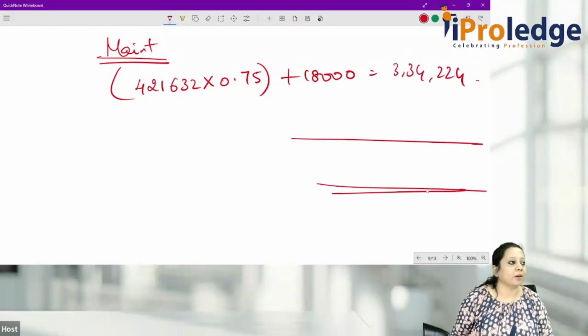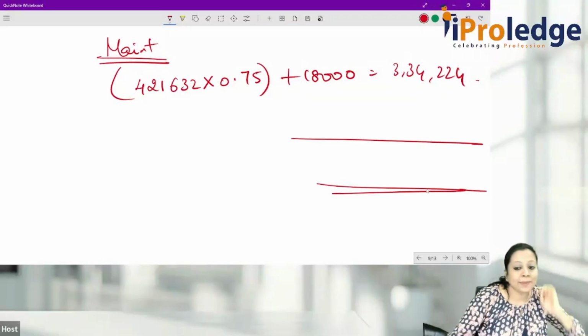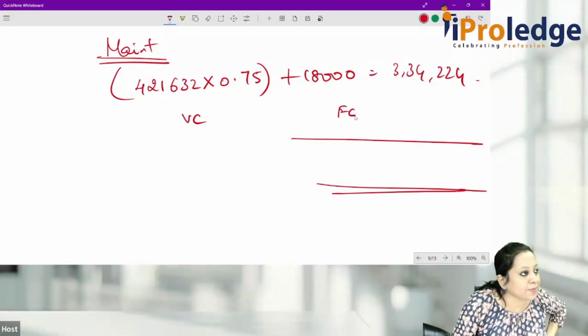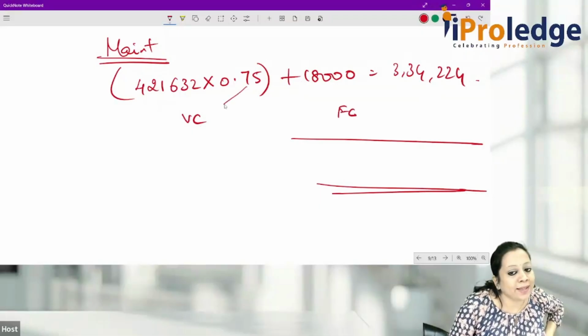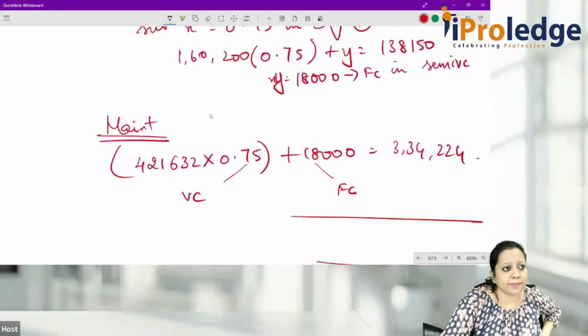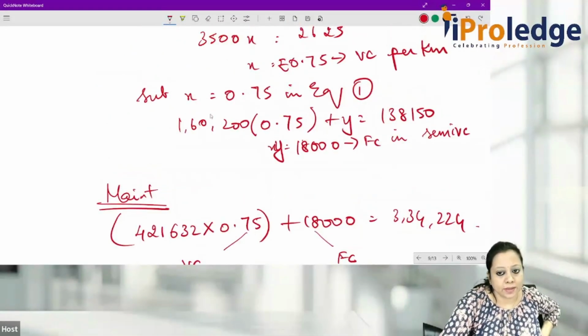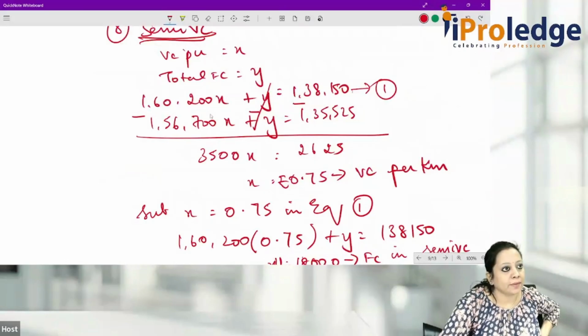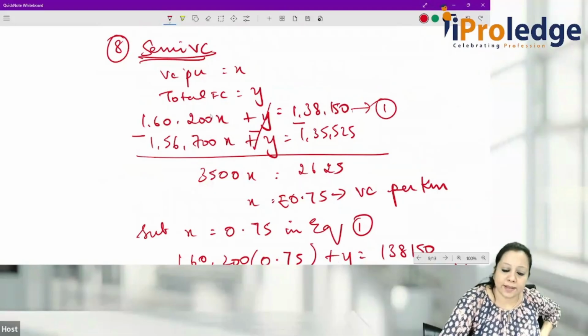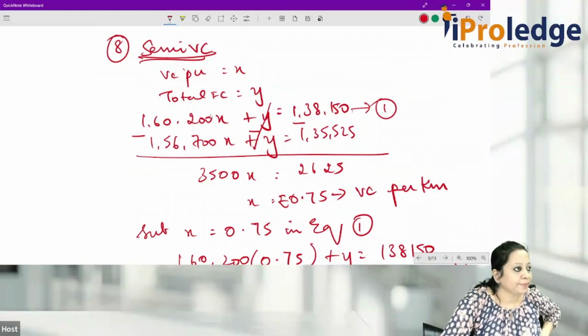Now we have taken all the cost into consideration. What happened here? This is variable cost, ma. This is fixed cost. Just now we found out x and y, remember, dear? Is it okay? Semi-variable cost, you want to write this? Right. Yes.